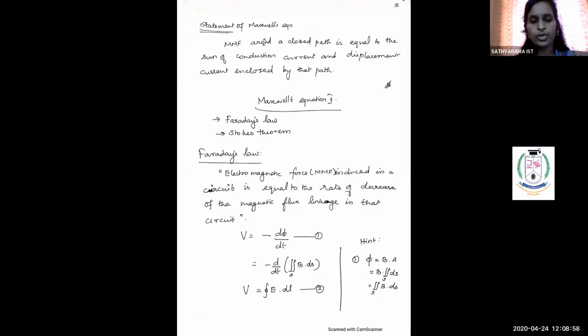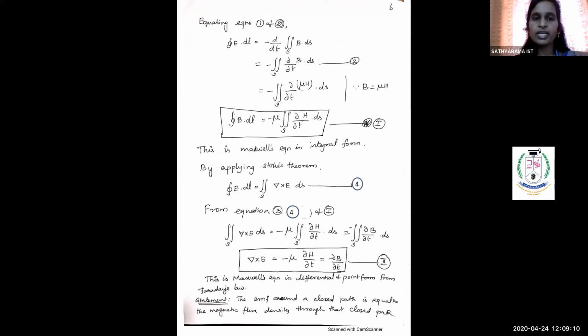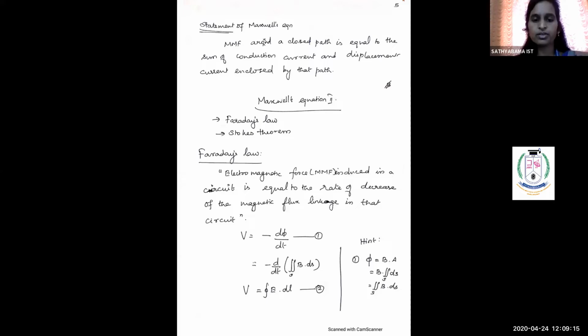Already we know V is equal to E into L. From that equation, the second equation what you're seeing is derived. So V is equal to line integral of E dot dl. We can write it. Now what we are going to do, we are going to equate our first and second equation. What you're seeing here, that is your first equation, is V is equal to minus d by dt double integral B dot ds, and V is equal to line integral E dot dl. These two equations we are going to equate now.